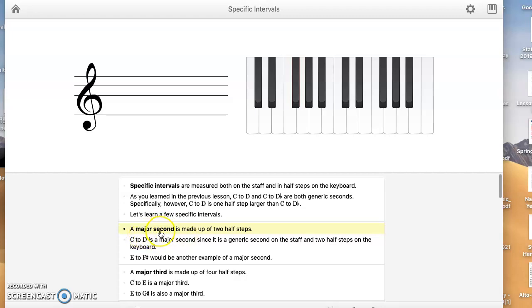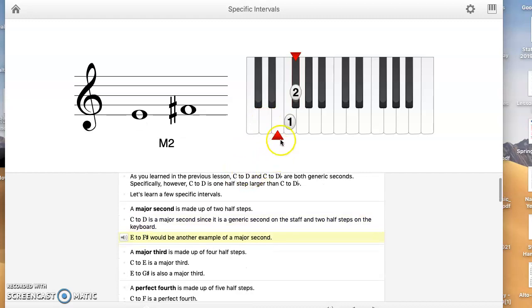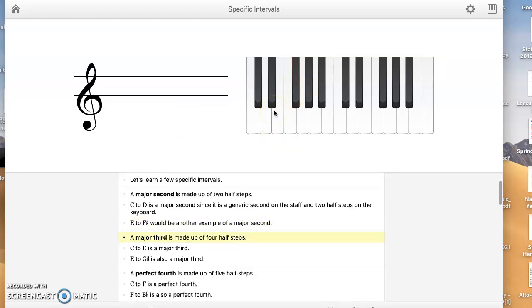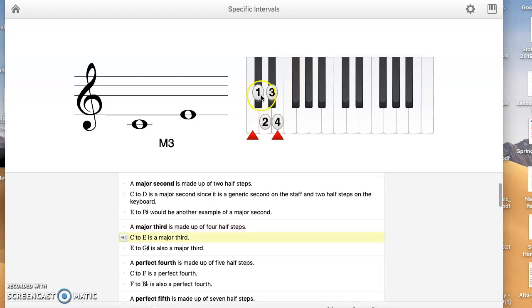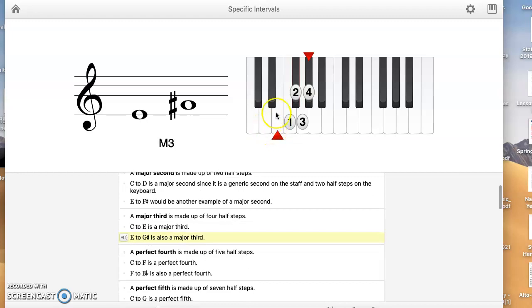A major second is made up of 2 half steps. From C to D is a major second. It has 2 half steps. From here to here is 1, 2. E to F sharp is a major second. 1, 2. A major third is made up of 4 half steps. 1, 2, 3, 4. C to E, E to G sharp.